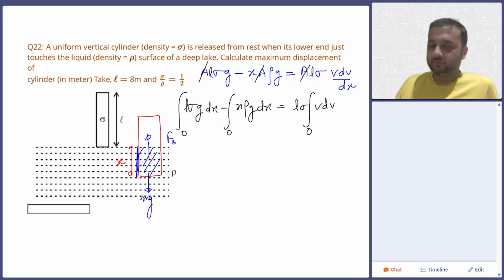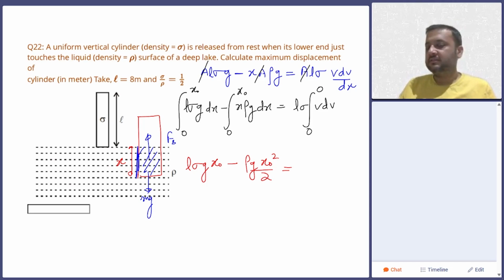Finally, again we have to find the maximum displacement. Since we have to find the maximum displacement, v will become 0, and x, let us say, becomes x max, or we can say x naught. x naught is the maximum displacement of the block, which is what we are trying to find. So L sigma g dx after integration will become x naught, minus rho g x dx will become x square by 2, and after putting the limits, that will become x naught square by 2. And this, since you are integrating from 0 to 0, will become 0.